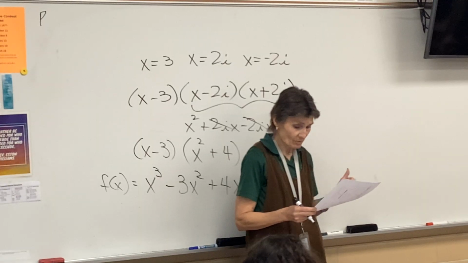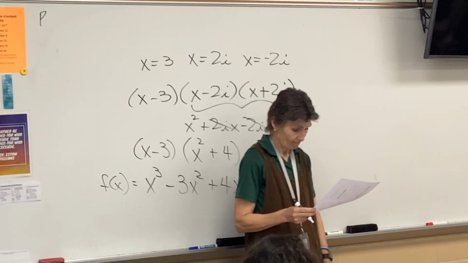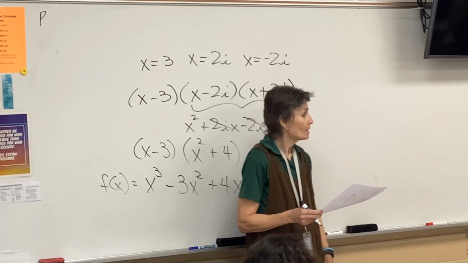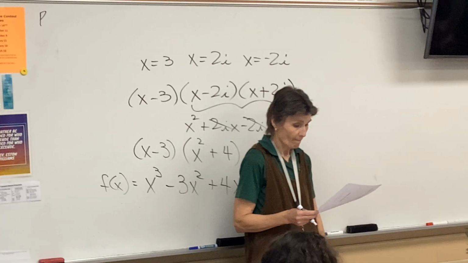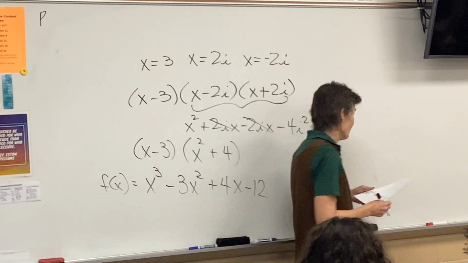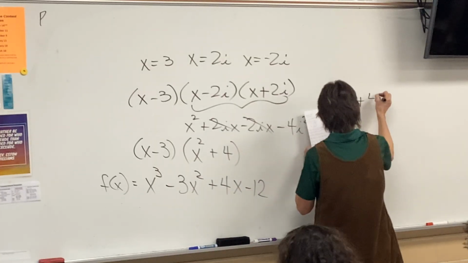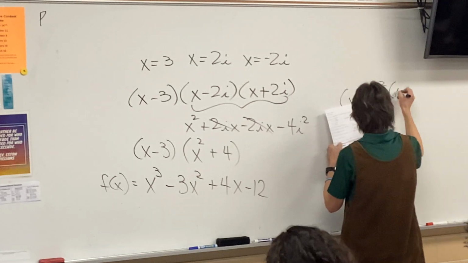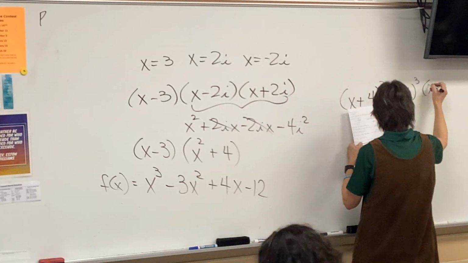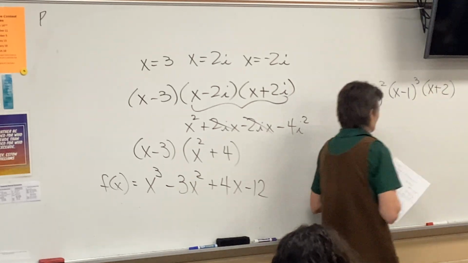All right, anything else on this page? It kind of got run off at the bottom. Can we go over like 16, but it's like kind of pasted on the side? Yeah, we'll just make up anything. So x plus 4 squared, x minus 1 cubed, and we'll just say x plus 2.